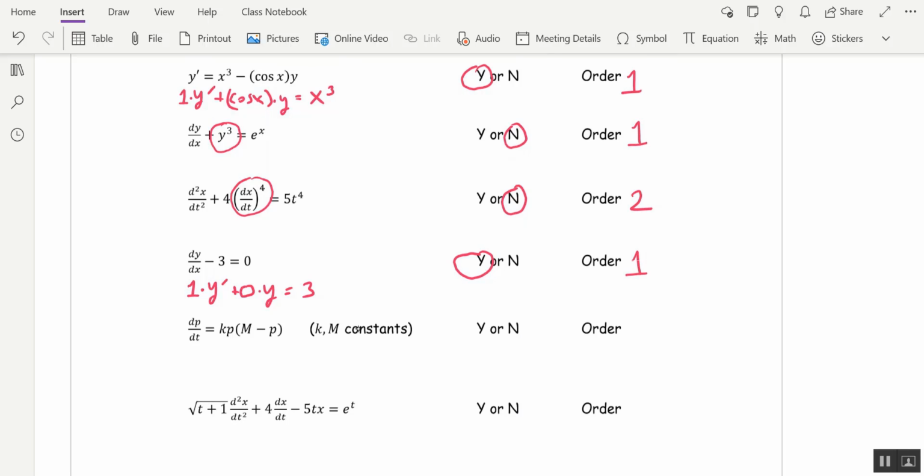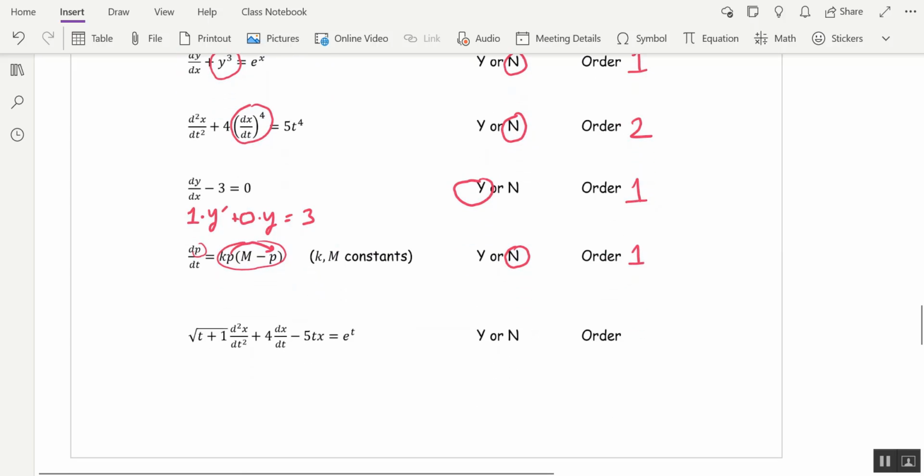Next guy, I'm not going to multiply it all out, but I can see right away it's not linear because the dependent variable is p. When I distribute here, I'll get a p squared. So I'm supposed to circle the problem. The problem would be the p squared once I distribute. So that would be a no. And that has order 1. That's the logistic equation, by the way.